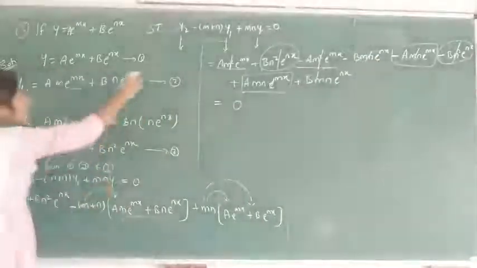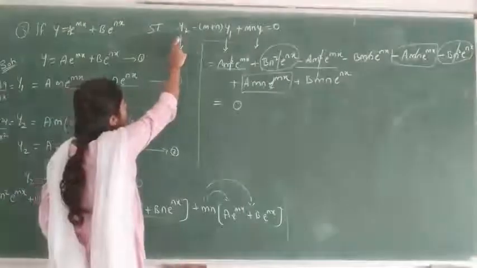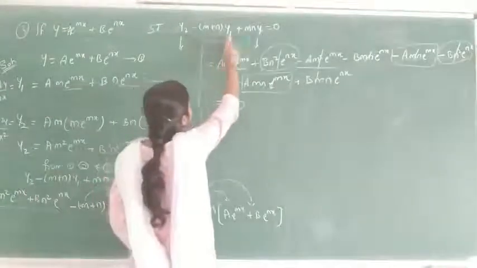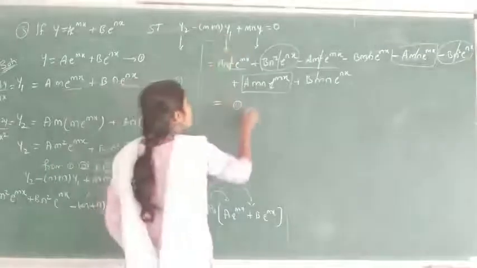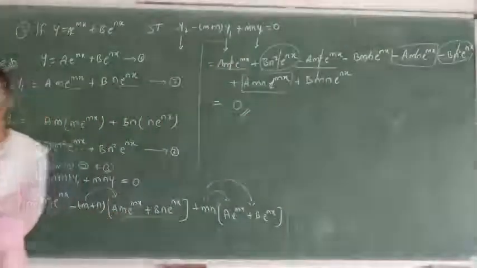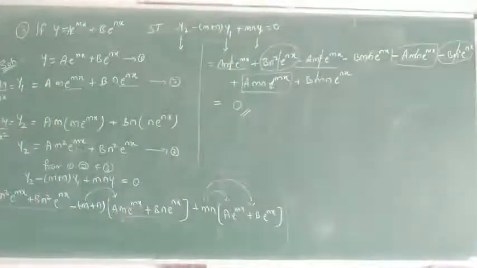So we got this equation. Whenever we do y2 minus (m plus n) into y1 plus mn into y, we will get 0. So we are done with this problem. Try to solve more problems, and we are done with the 5th chapter, that is continuity and differentiability.